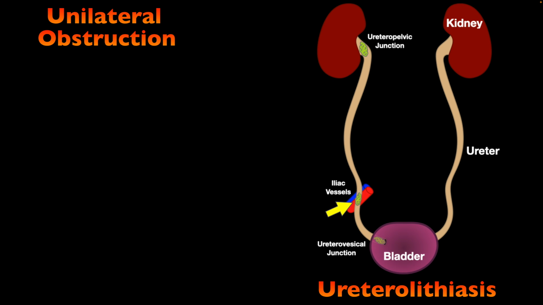Additionally, as the ureter crosses over the iliac vessels, this is another common spot. And then probably the most common is going to be at the ureterovesical junction, or the UVJ. These will cause unilateral obstruction. Again, they can only affect one side.